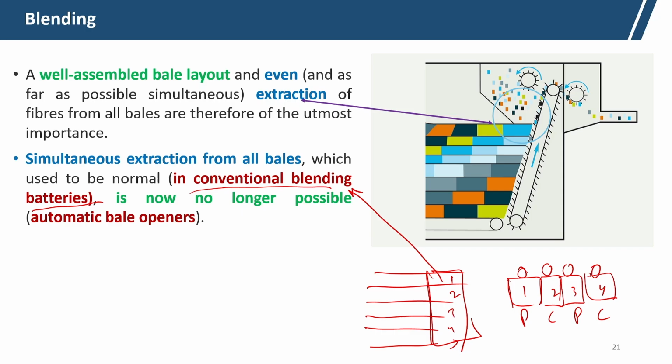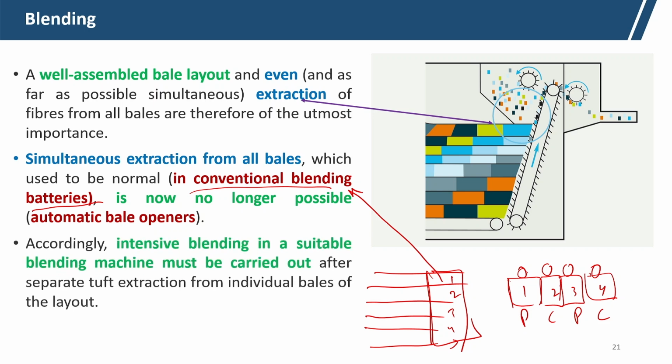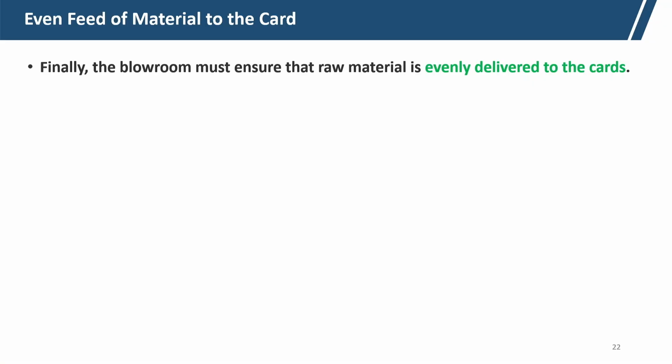So, there we have a different system of blending. Accordingly, intensive blending in a suitable blending machine must be carried out. We have to have a different blending machine so that we can get homogeneous mixing. Even feed of material to the card is important. Finally, the blow room must ensure the raw material is evenly delivered to the card.